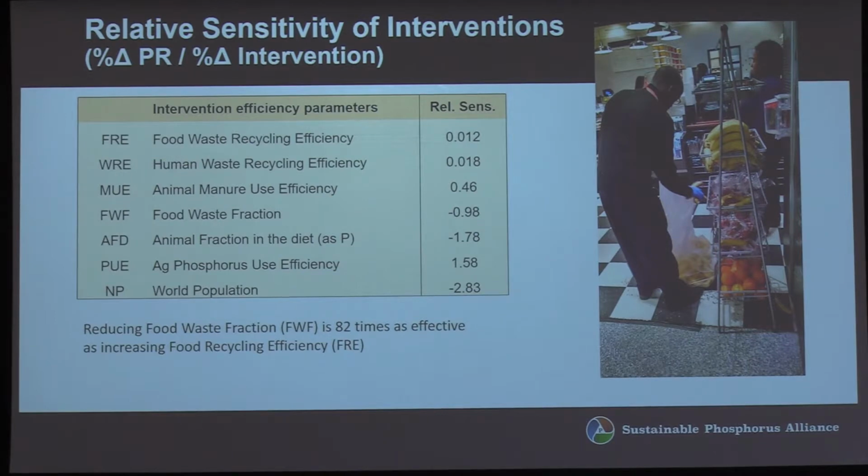I think that was a sobering value to me. We've often heard that reduction is better than recycling. This puts a number on it, and that's a useful thing to know. Now we have to multiply them by the costs of doing those things and see what that ratio comes to.